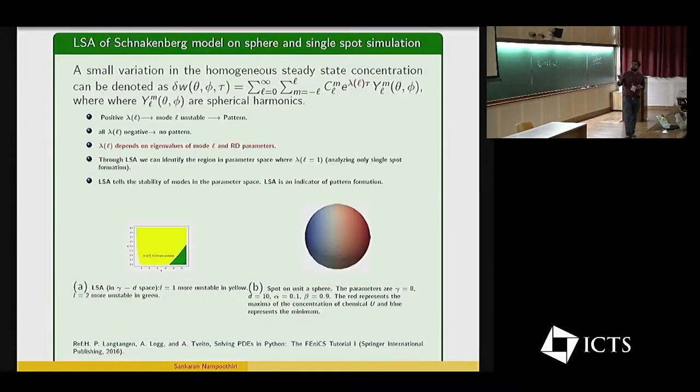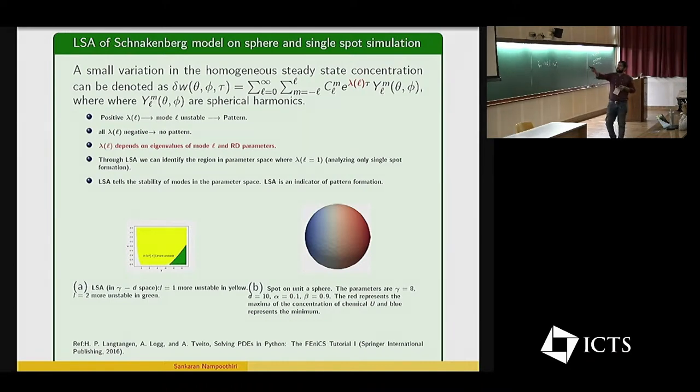Okay, so this is a standard thing called linear stability analysis. You take a homogeneous distribution of these chemicals on the spherical surface and give a small kick, and that small variation from the homogeneous steady state is called delta W, which you can write in terms of spherical harmonics. The most important thing is lambda of L. If that is positive, your deviation from the homogeneous steady state is increasing in time, and ultimately it will land in an inhomogeneous steady state or pattern. But if lambda L is negative, your variation is not going to increase in time, it will come back to the homogeneous steady state. So there is no pattern.